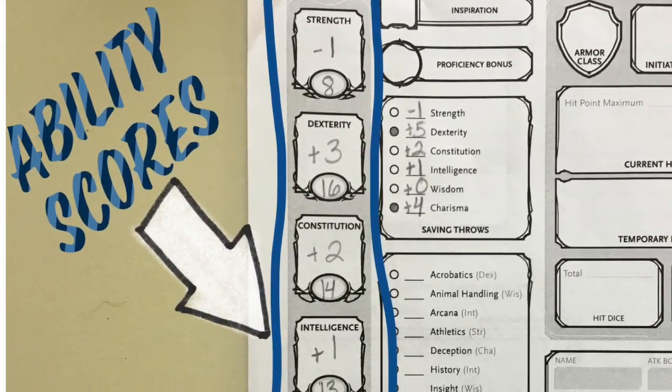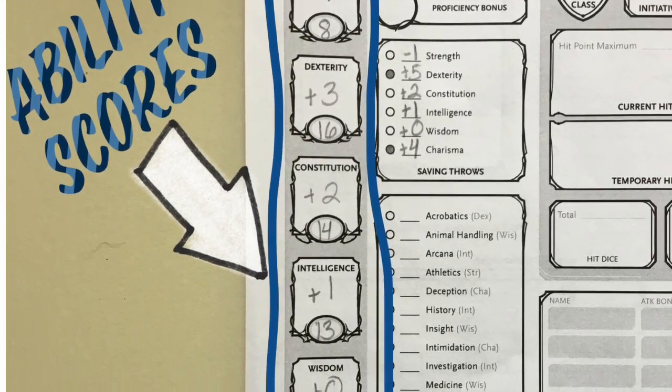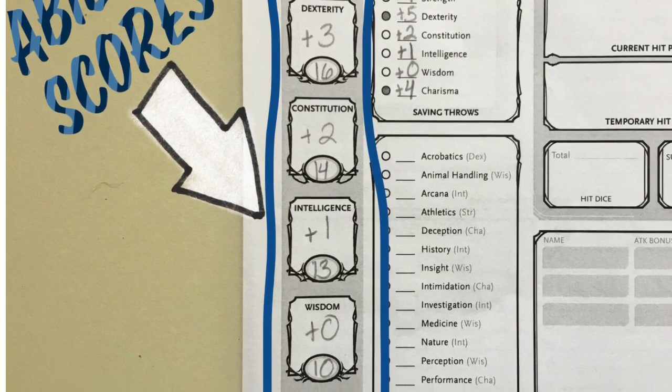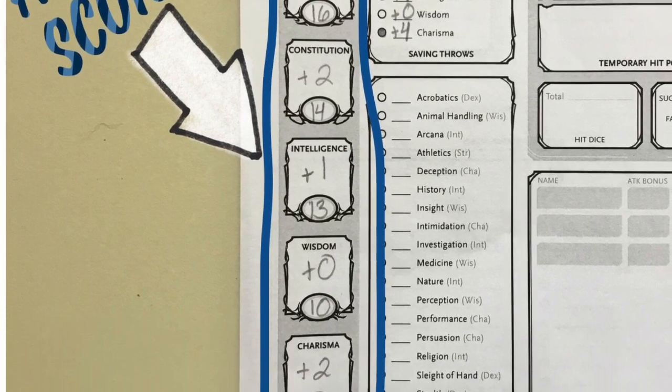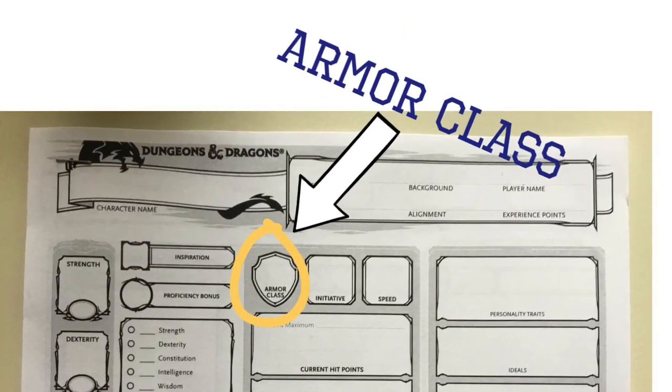In our last lesson, we calculated our character's ability scores, so this section of your sheet should already be completed before completing the next step. We will start with your character's armor class.